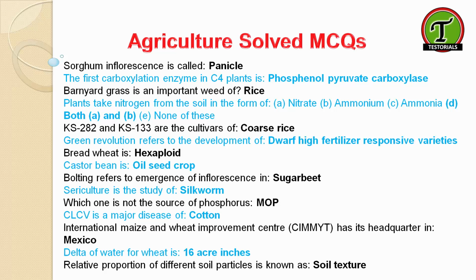171. Green revolution refers to the development of dwarf high fertilizer responsive varieties. 172. Bread wheat is hexaploid. 173. Castor bean is oilseed crop. 174. Bolting refers to emergence of inflorescence in sugar beet. 175. Sericulture is the study of silkworm. 176. Which one is not the source of phosphorus? MOP.